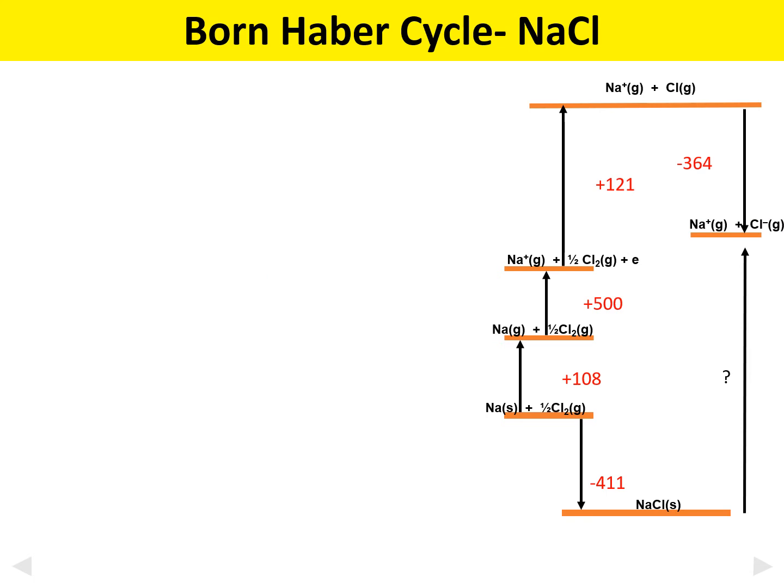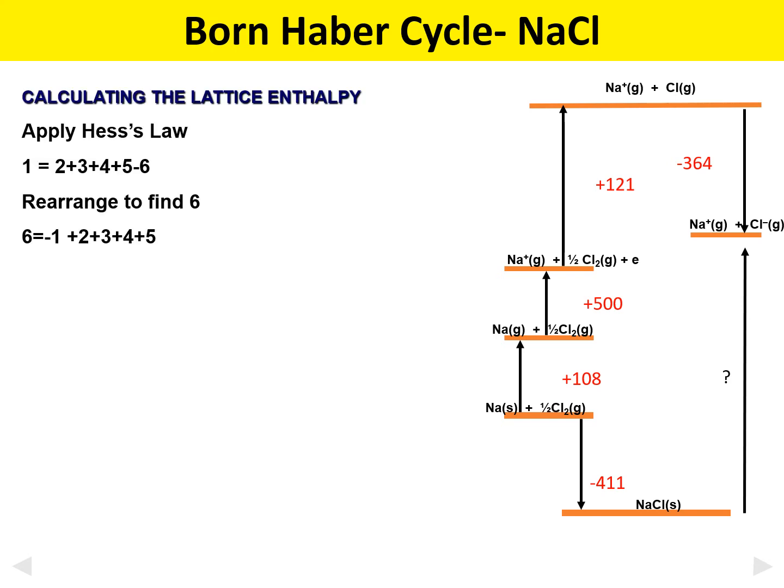Let's use the Born-Haber cycle we have constructed to find the lattice enthalpy for sodium chloride. We have put in the numerical values for all the other processes onto the diagram. If we now apply Hess's law, we can say that the enthalpy of formation is going to be equal to the enthalpy of atomization of sodium plus the enthalpy of ionization of sodium plus the atomization of chlorine plus the electron affinity of chlorine minus the lattice enthalpy.